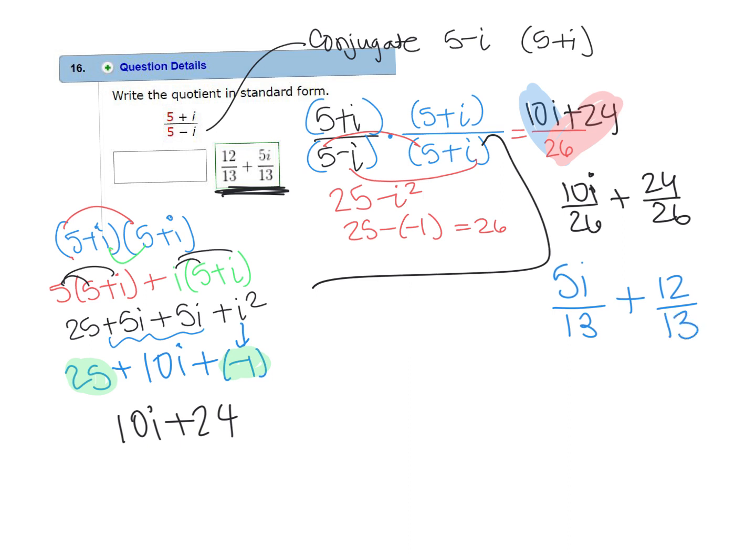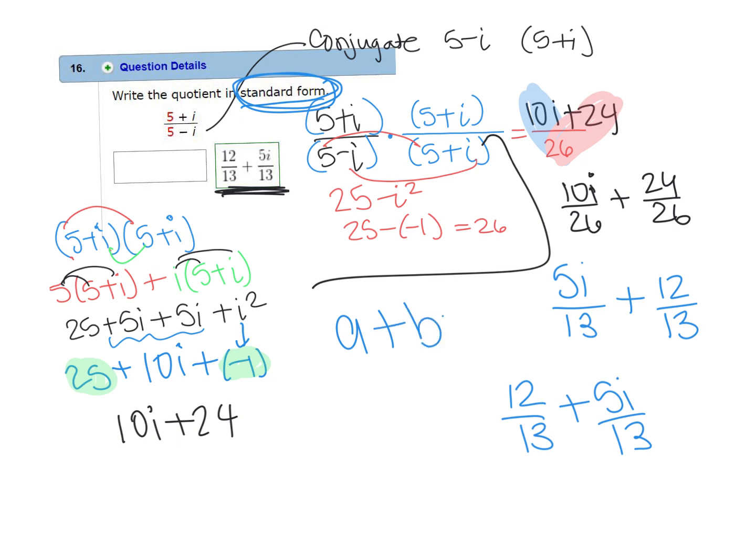Now, if they require you to write it in standard form, then we want the real part to lead. So that's why I would probably rearrange this as 12 over 13 plus 5i over 13. Remember, they like you to write it in that a plus bi form where the imaginary part is second.